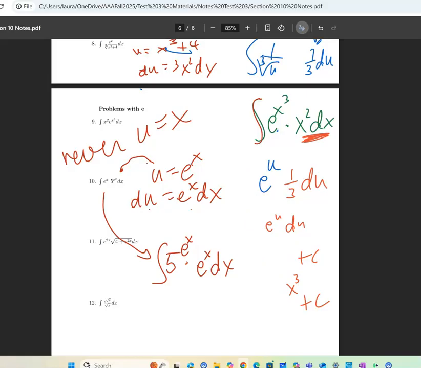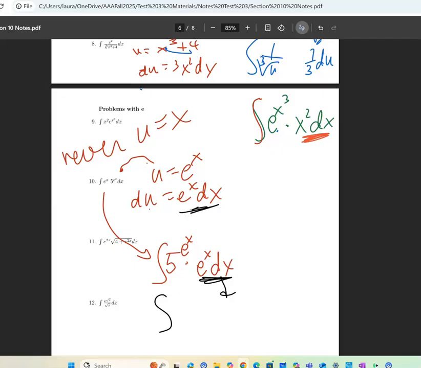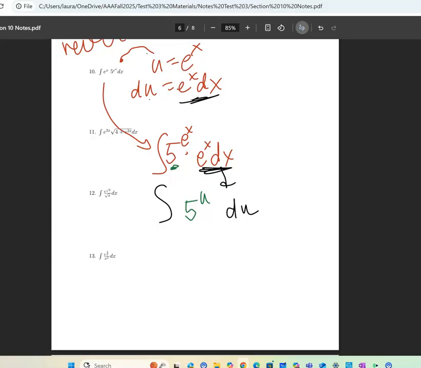Thinking, okay. So I remember always you're just carrying along the integral sign. Carry the integral. E to the x dx, I can take that out and put in du. Then I can replace this with 5 to the u. Oh, you know the antiderivative of this. That's 5 to the u over ln of 5. And then put the x's back in over ln of 5 plus c.